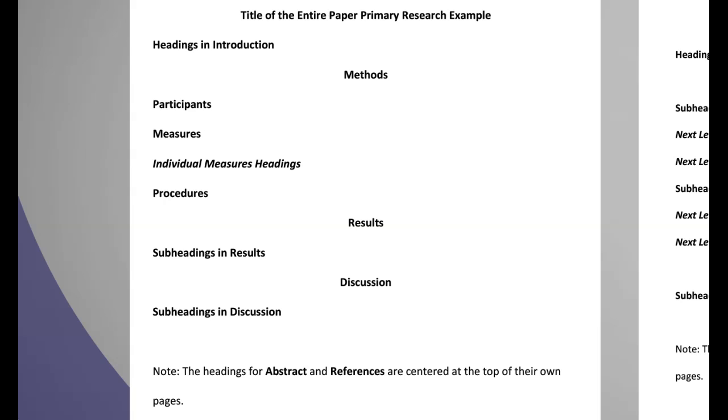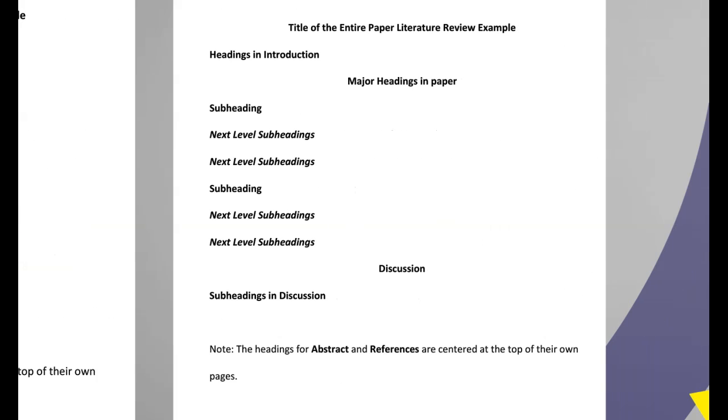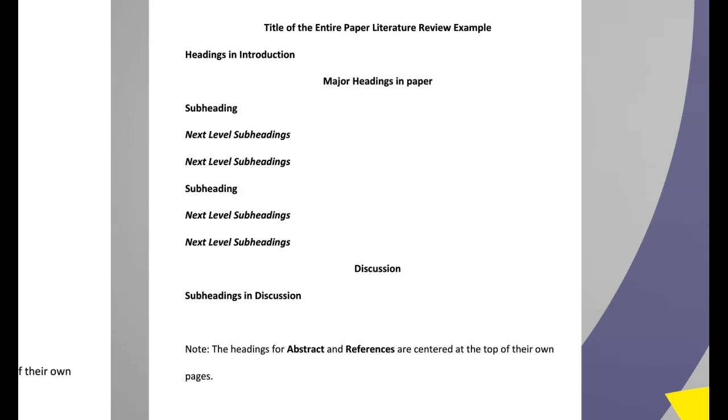For a literature review paper, the structure of headings in terms of location and formatting is the same, but there's no specific set of headings that all literature reviews use. So the exact heading structure will depend on the organization of that paper. Note that a literature review paper should not include sections labeled method or results, as those are only for research reports.